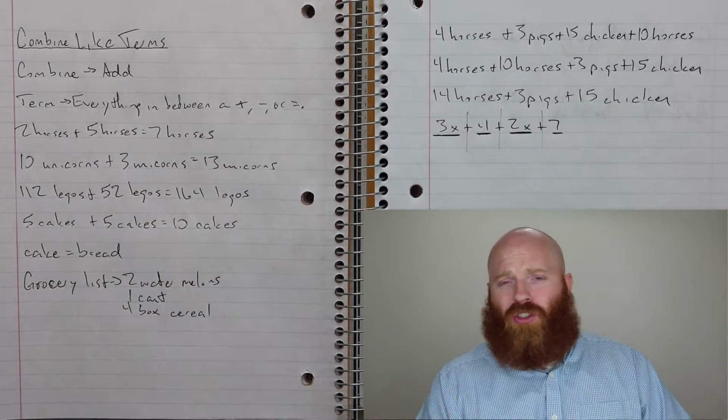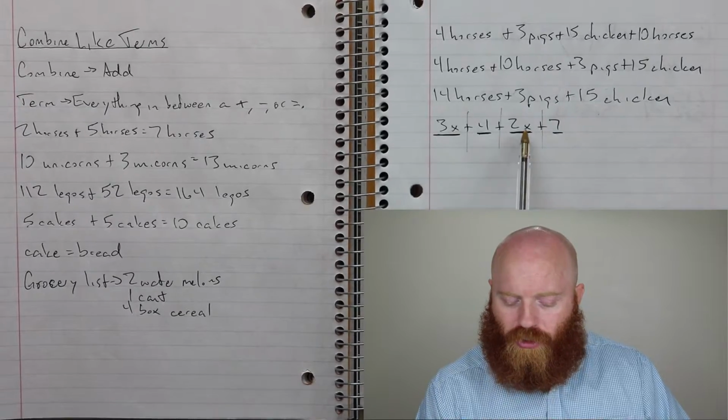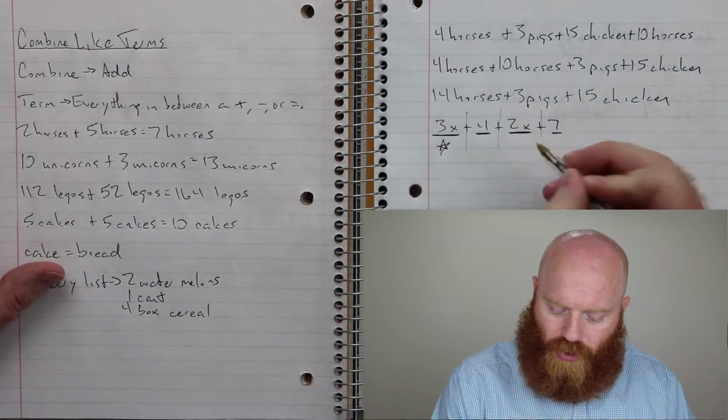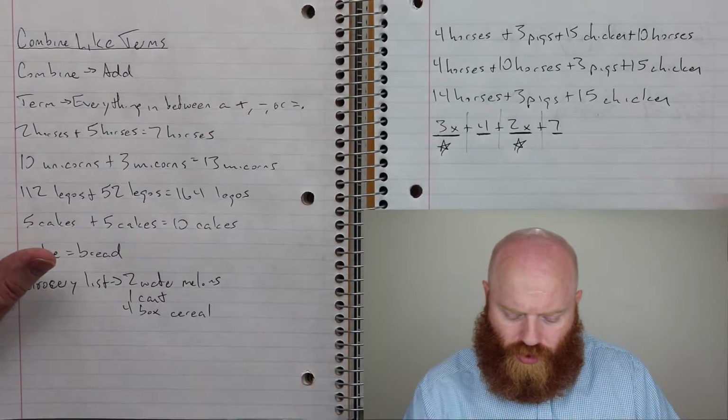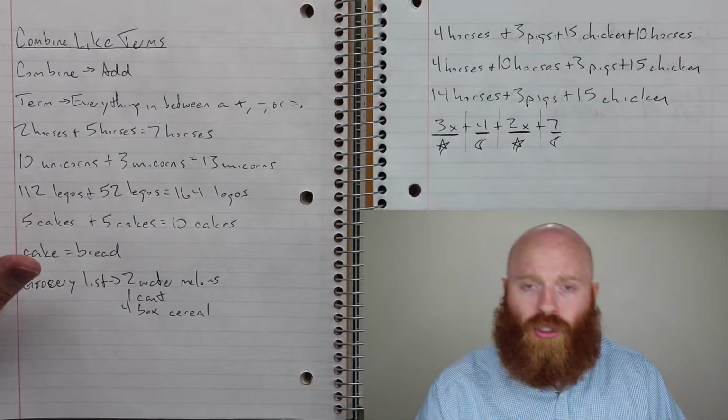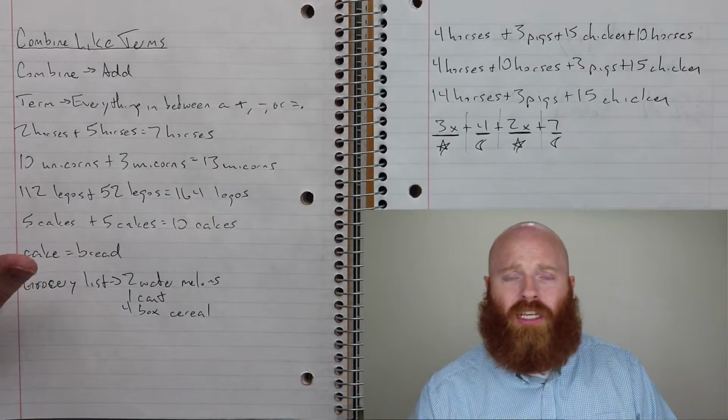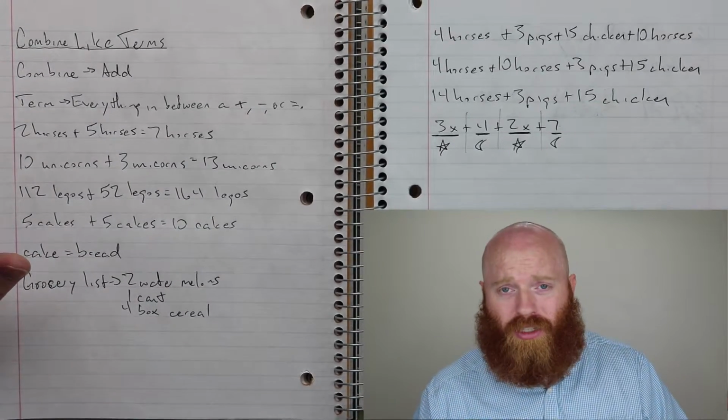Then I identify which ones are like each other. Well, the x looks like the x, so I'm going to give that a star, and give that a star. The 4 looks like the 5, so I'm going to give that a moon, and give that a moon. And then I'm going to take advantage of the commutative property of addition, which we already talked about.